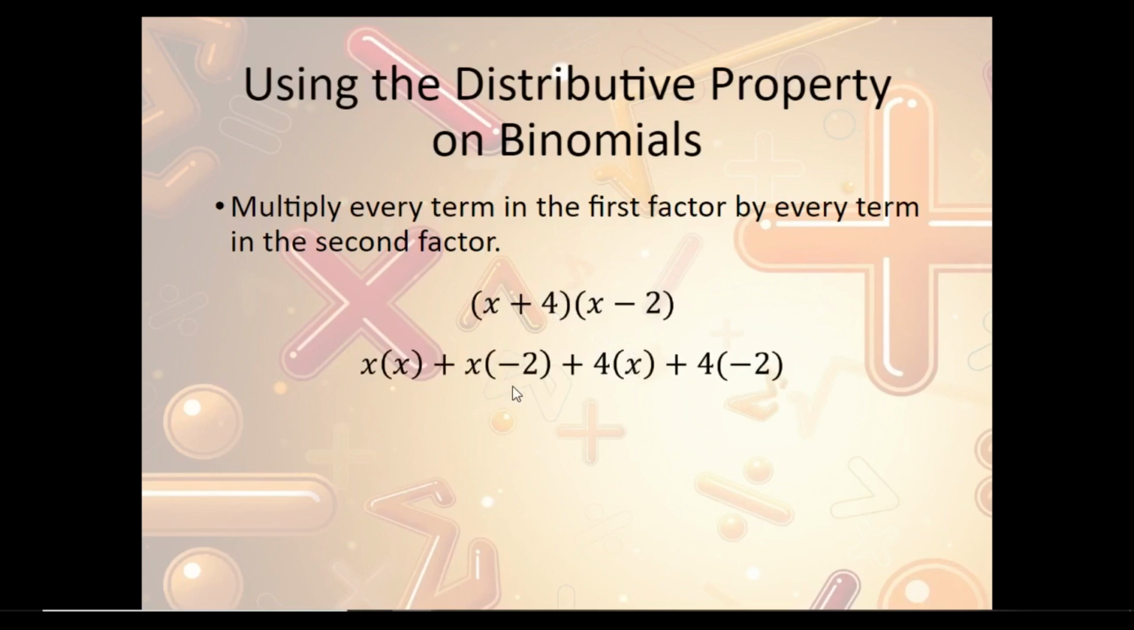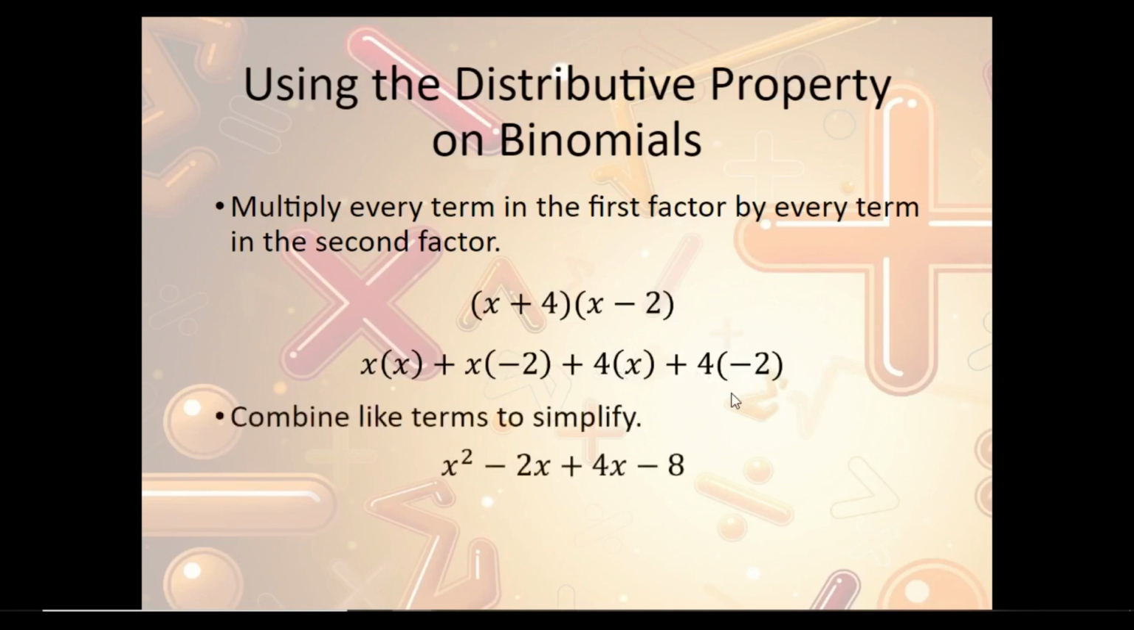And now we go ahead and combine these. So x times x is x squared. Negative 2 times x is negative 2x. 4 times x is 4x. And 4 times negative 2 is negative 8. Now we just combine the like terms. x squared, we have to leave by itself. But we do have a negative 2x and a positive 4x, so we can combine those. Negative 2x plus 4x is positive 2x. So we get x squared plus 2x minus 8.